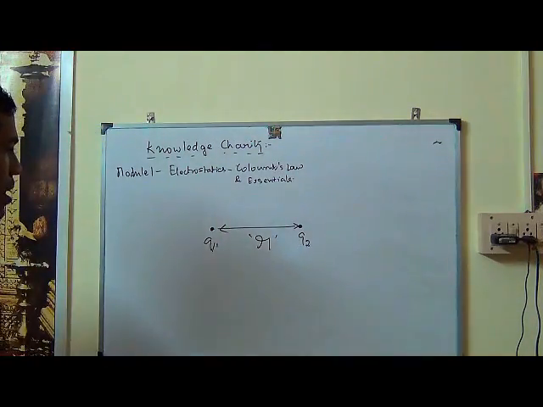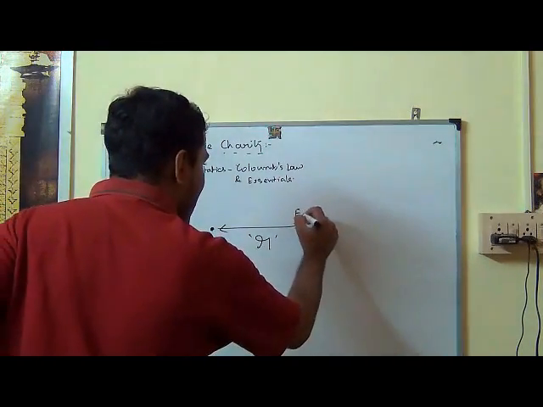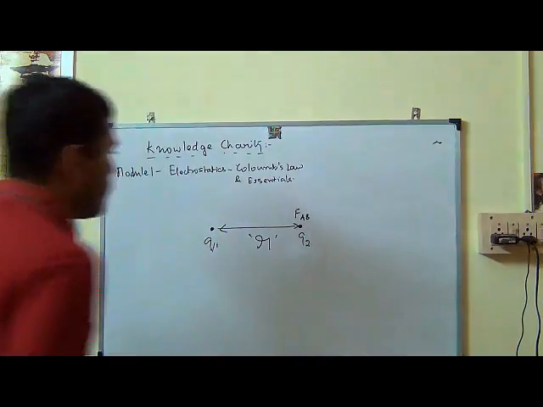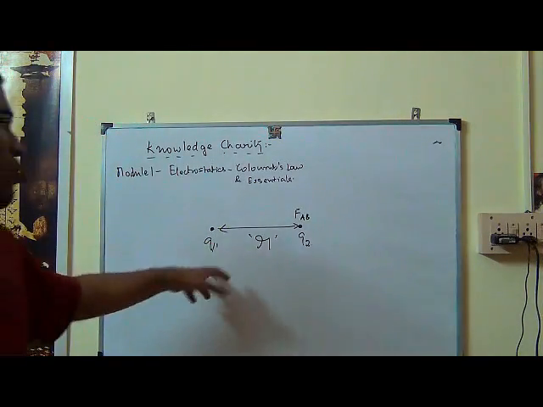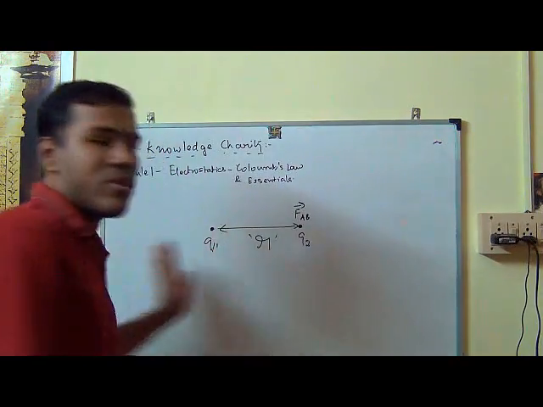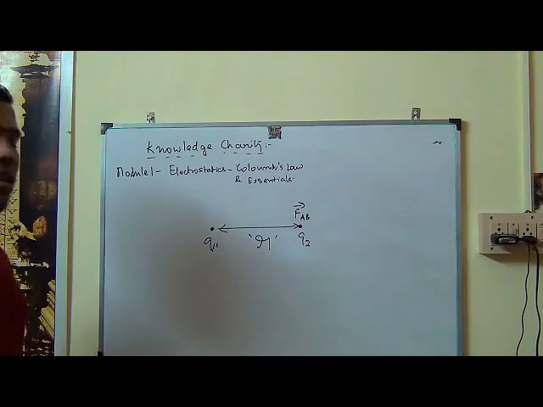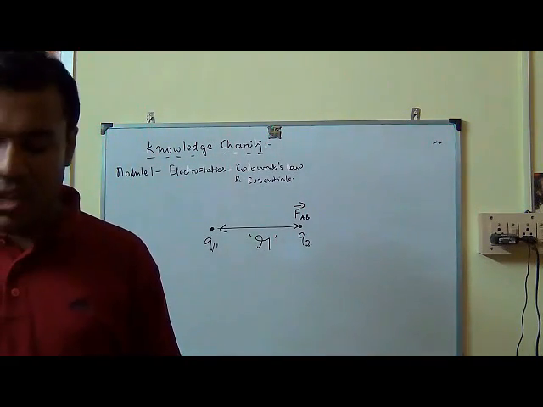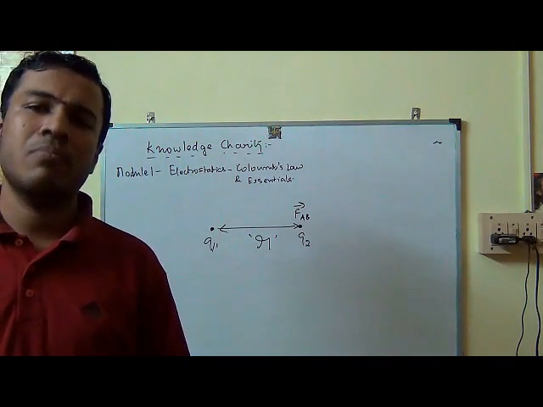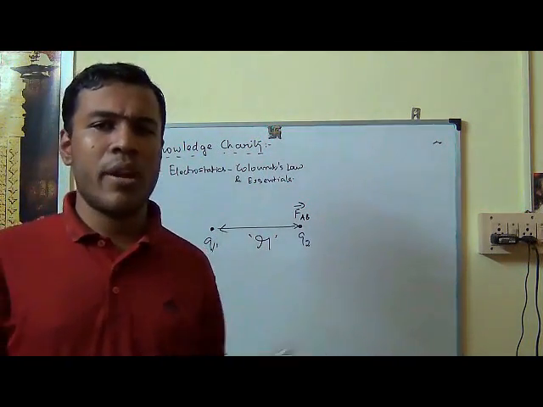Let us see that. So let us say Q1 is going to exert a force on Q2. Let that be FAB. Charge 1 on charge 2 is FAB. Force is a vector quantity, so I will have an arrow mark above the force. What does Newton's third law say? For every action there is an equal and opposite reaction. Yes or no? So Newton's law will work out here also.